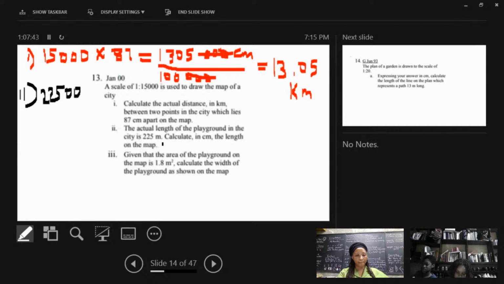And this is in centimeters. So they want the length on the map, so you have to divide it by the 15,000. So 22,500 divided by 15,000 is 1.5 centimeters.